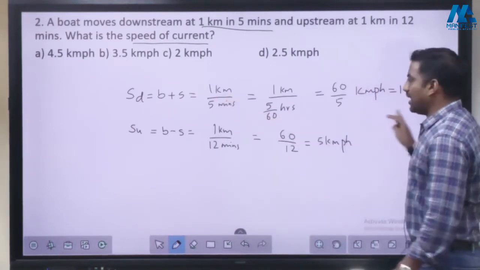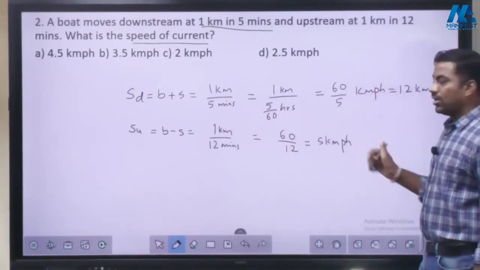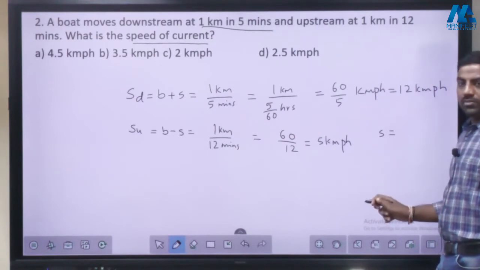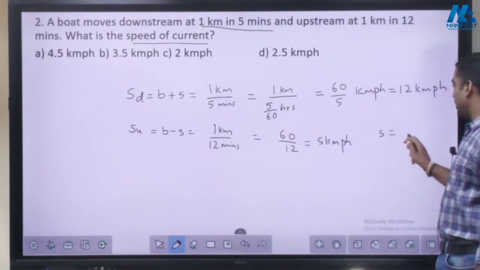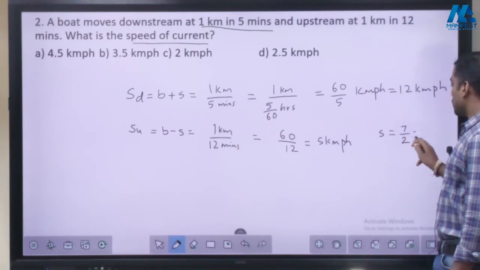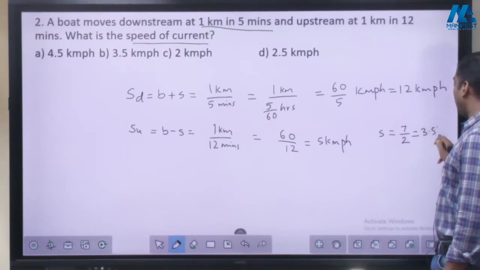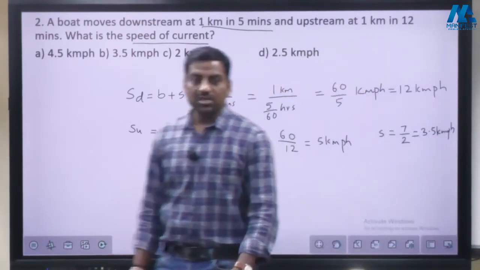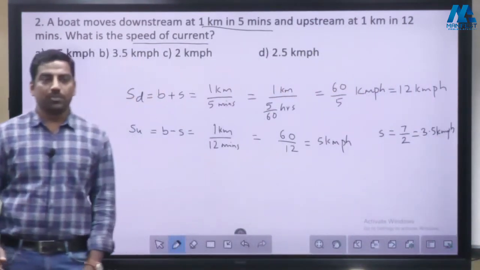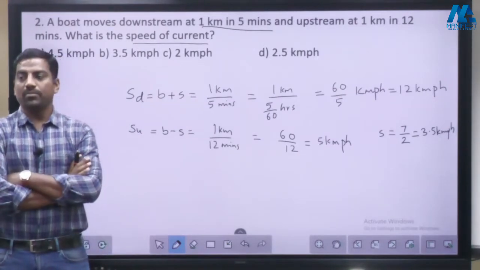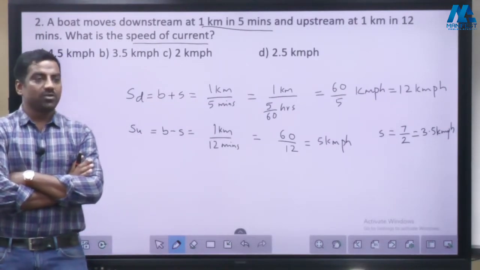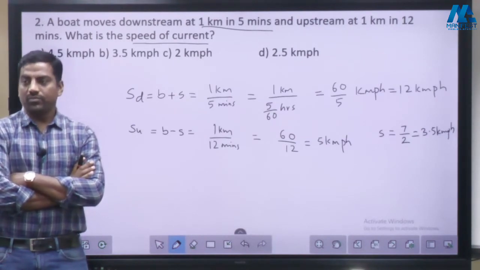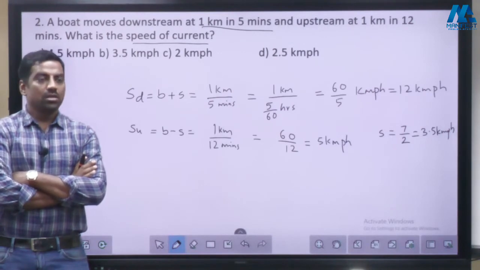B plus S is equal to 12. B minus S is equal to 5. How do you find out S? Take the difference of 12 and 5. What is that? 7. Divided by 2. So the speed of the stream is 3.5 kilometer per hour. If you want B, add 12 plus 5, 17, divide by 2. So what will be the answer? 8.5. Done. Cool.